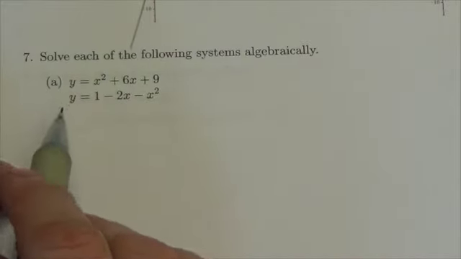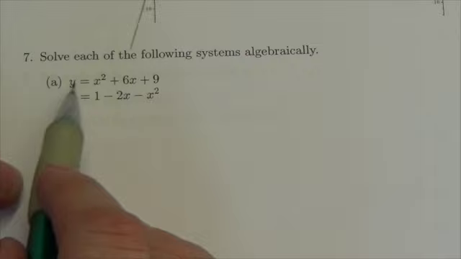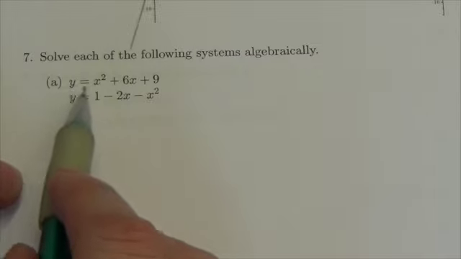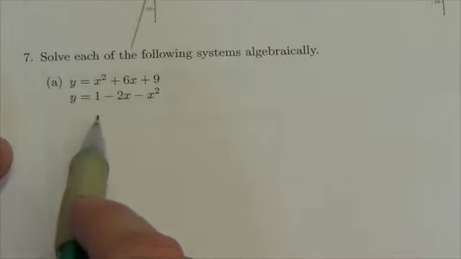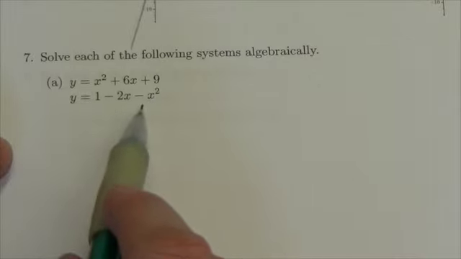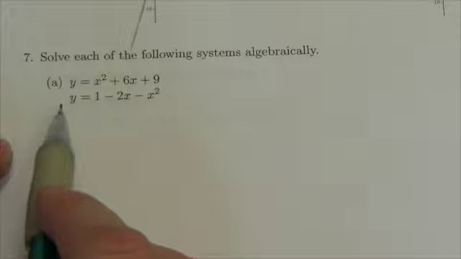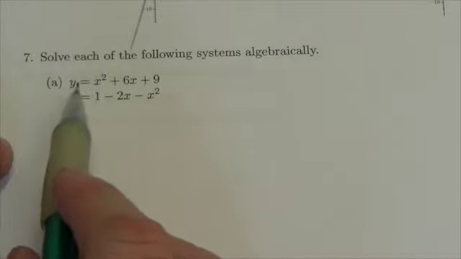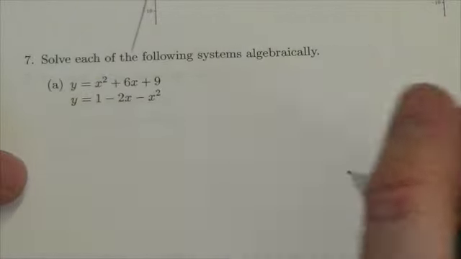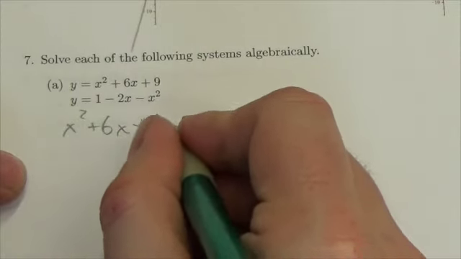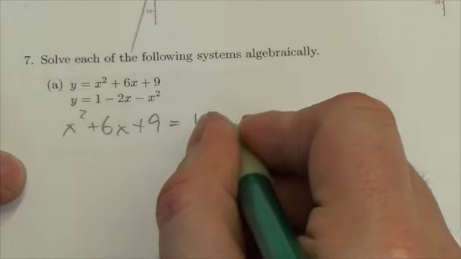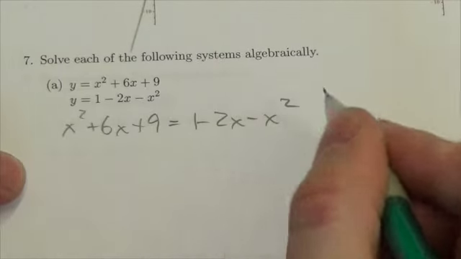Because what we're anticipating here to solve this is that this y in the first equation at some point is equivalent to this. Maybe it'll only be for 1 or 2 points, but we're assuming that it is equal at some point to that. So we're just going to set them equal to each other. So x squared plus 6x plus 9 is equal to 1 minus 2x minus x squared.